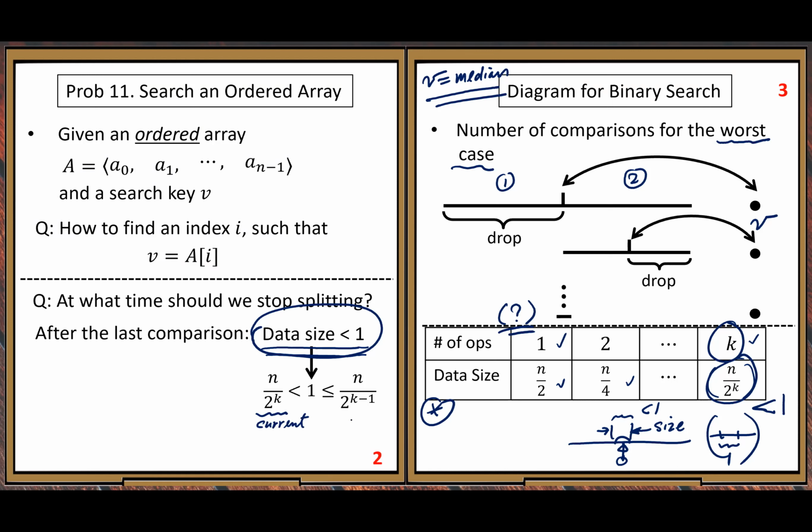The current size is strictly less than 1. The second one is the previous size. Previous size is greater or equal to 1. Okay. If you find this kind of k satisfying these two inequalities, that k corresponds to your last round comparison. That's the accurate analysis we need here.